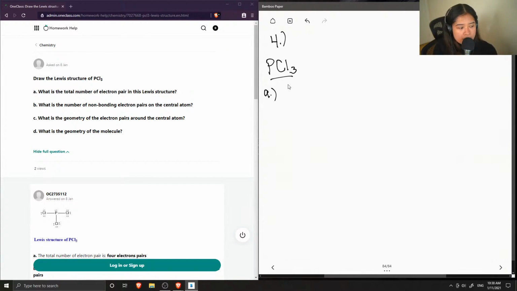Well, first let's draw the Lewis structure before all of this, and then this will help us answer all of the questions. So first, let's find the total number of valence electrons.